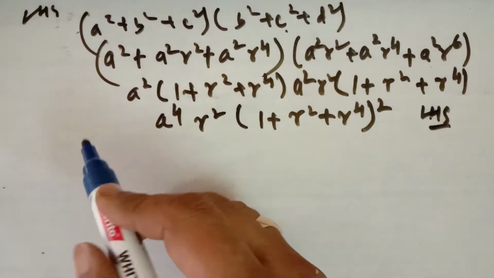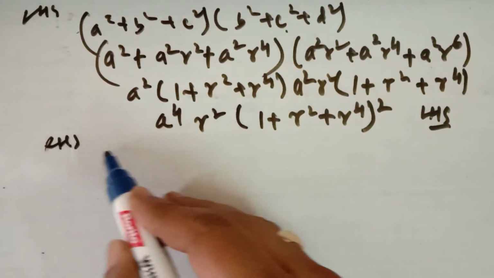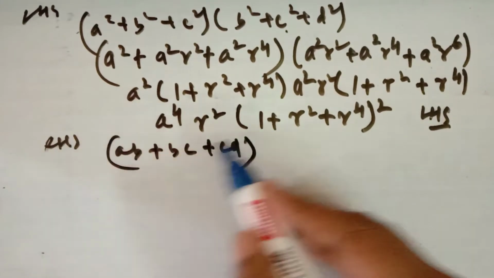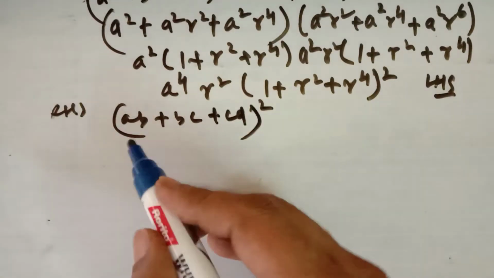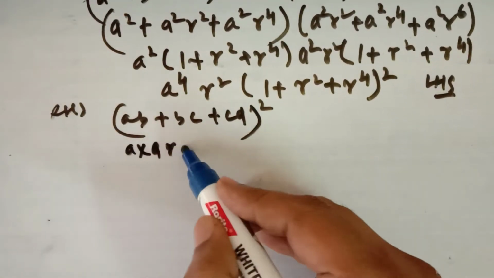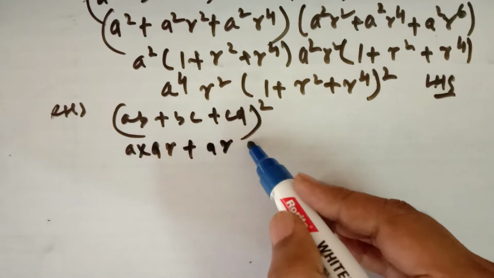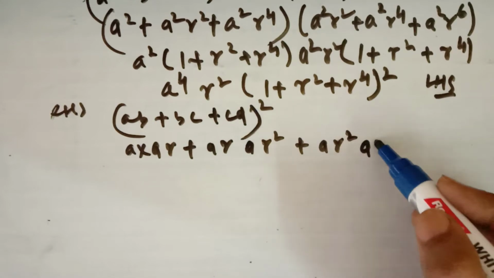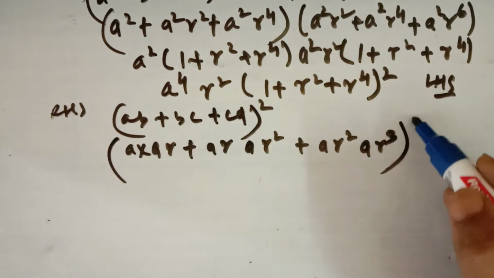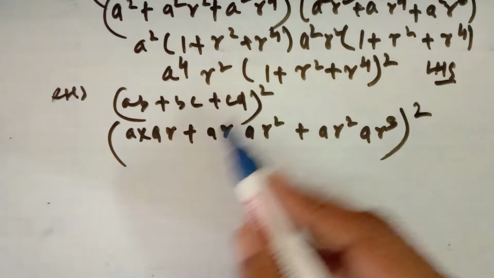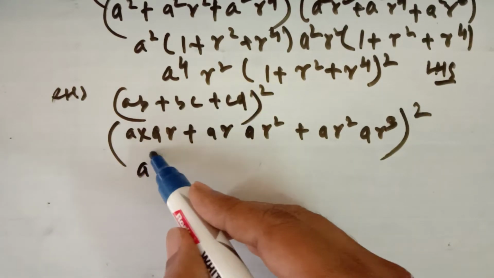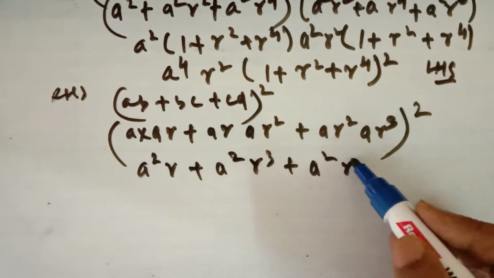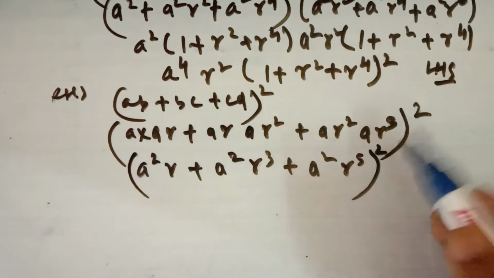Now you have to prove that it is equal to the right hand side. Right hand side is (AB + BC + CD)². So replace the value of AB, BC and CD. So A is A, B is AR, C is AR², and D is AR³, whole square. Simplify it and you prove that it is equal to left hand side. So it is (A²R + A²R³ + A²R⁵)².